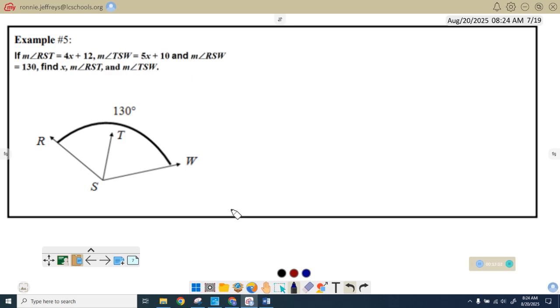Example 5. All right, it says the measure of angle RST, this right here, is 4x plus 12. Okay. This over here is 5x plus 10. All right.